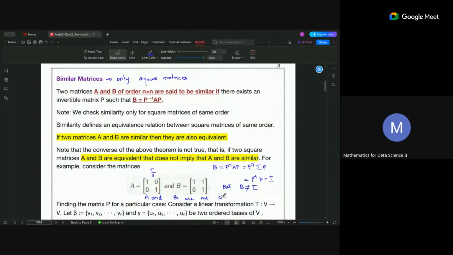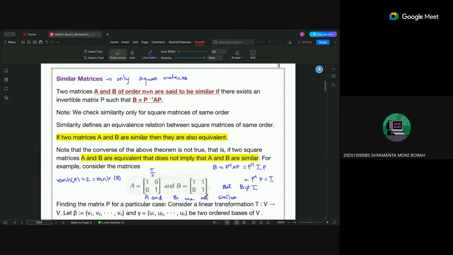But are they equivalent? Yes. Why? Because what is the rank of A? Rank of A is 2 and rank of B is 2. So they are equivalent.